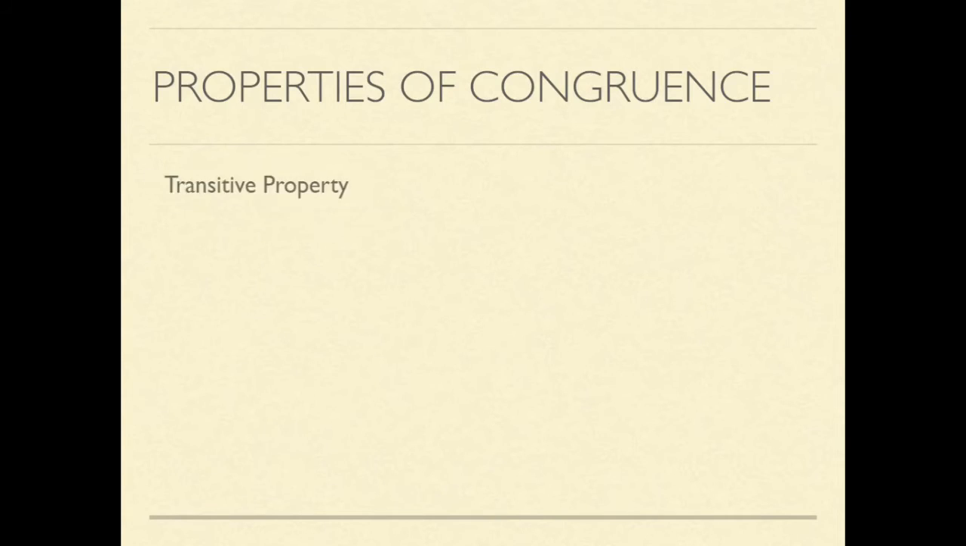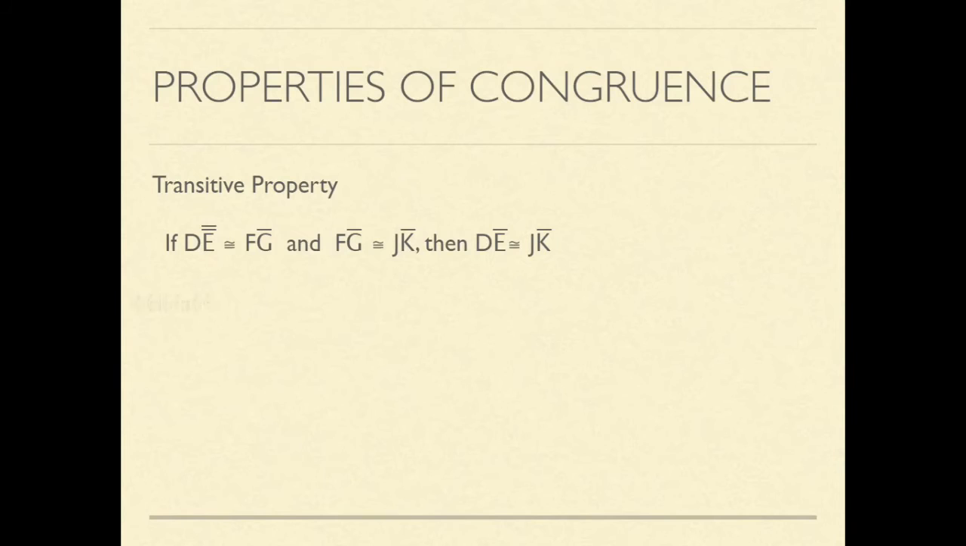I also can have the transitive property. It also states that if angle D is congruent to angle E, and angle E is congruent to angle F, then angle D is congruent to angle F. Again, when there is something in the middle that they share, it allows us to drop these out and just connect the first and last term.